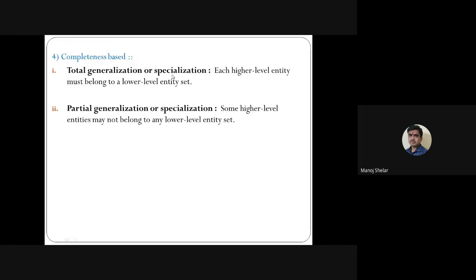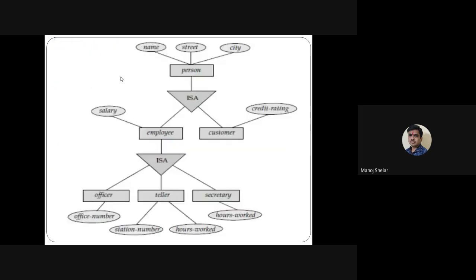Total generalization or specialization: in this example, 10 persons and 10 employees, so it is total specialization. If there are 10 persons, 5 are employees and 5 are customers, that is partial generalization. Suppose there are 10 employees and all 10 employees are persons, that is total generalization. Similarly, 10 customers who are all persons is total generalization.